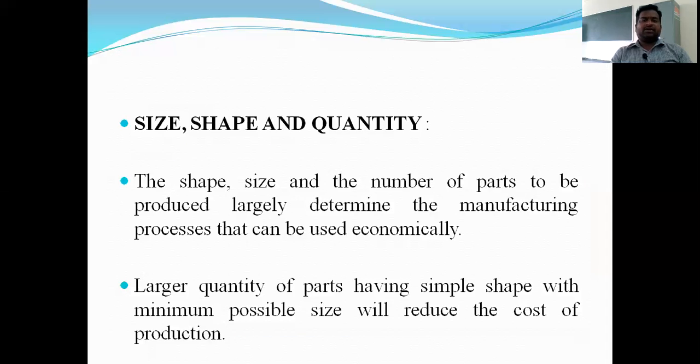Size, shape, and quantity. Okay, so this is also one of the factors that influence while designing a component. The shape, size, and the number of parts to be produced largely determine the manufacturing process that can be used economically. A larger quantity of parts having simple shape with the minimum possible size will reduce the cost of production. Understood?